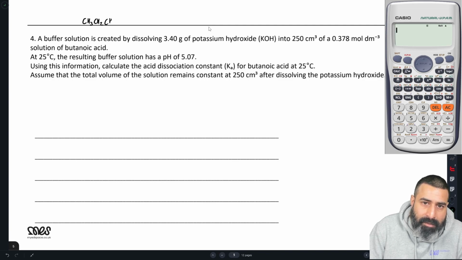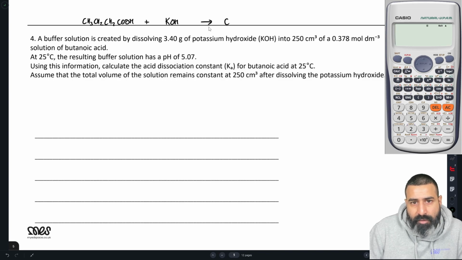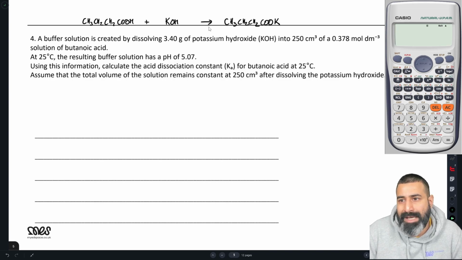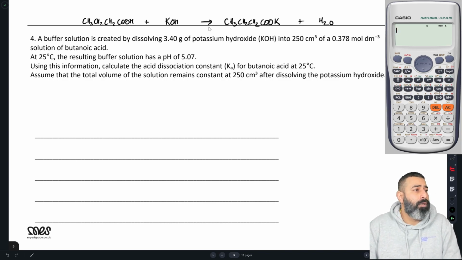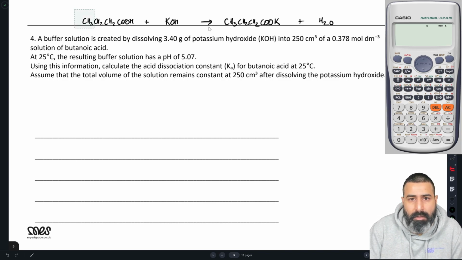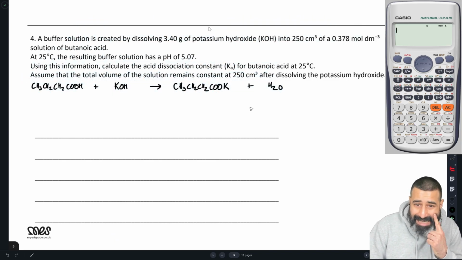Butanoic acid is C3H7COOH plus KOH. So we're going to be making the buffer in situ again. So I am going to get some potassium butanoate and H2O. All right. Let's take that and see where we go next.